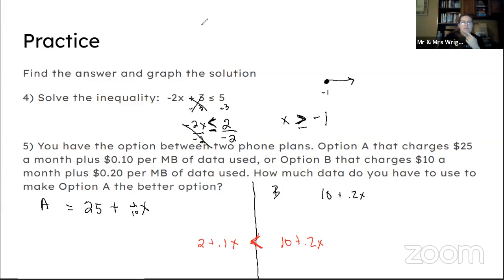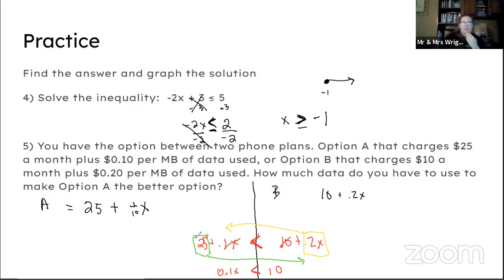All right, so I have variables on both sides. The first thing I need to do is move some of these variables around. I'm going to move my variable from the right to the left, and I'm going to move my constant, 25, from the left to the right. So let me go ahead and rewrite that. 25 plus 0.1x. I'm running out of room, but let me go ahead and do this. I have 0.1x is less than 10. I did not change any of that information, so I just wrote it as is there for you.